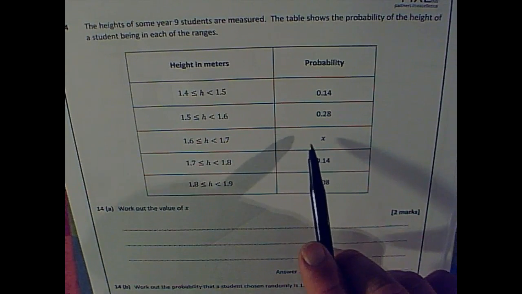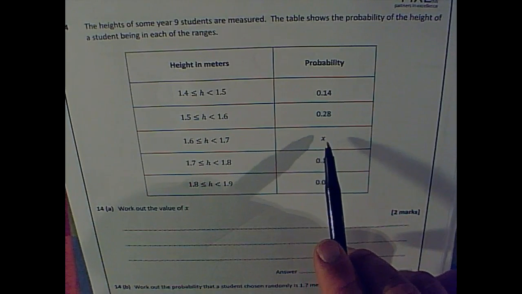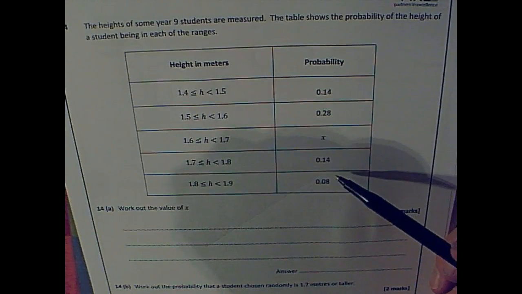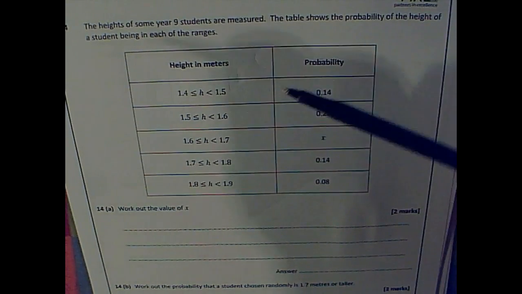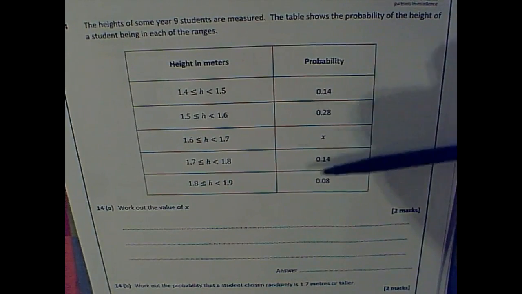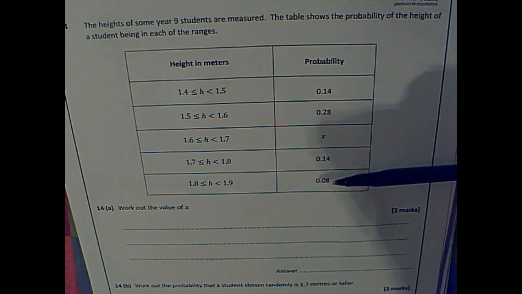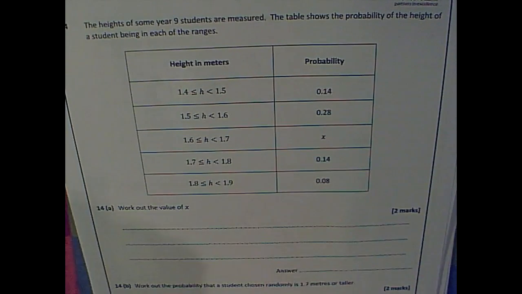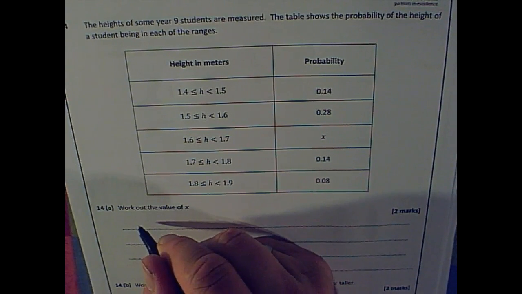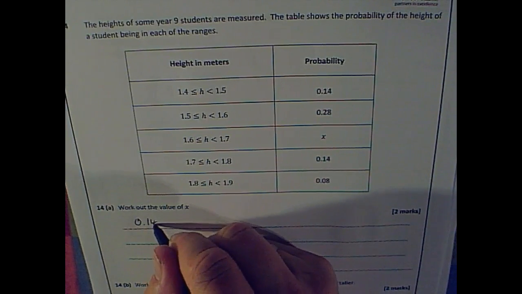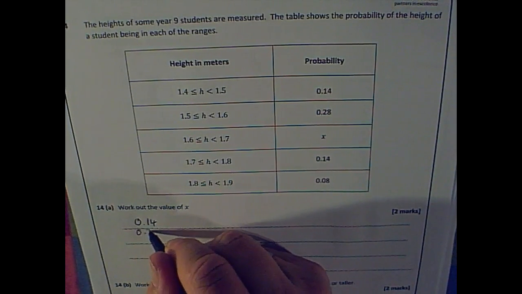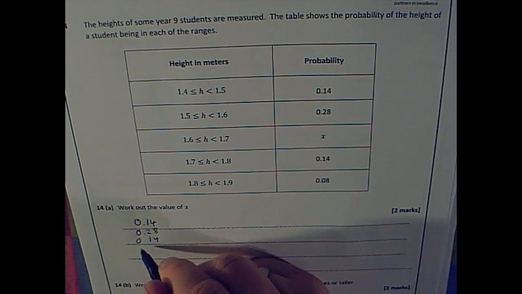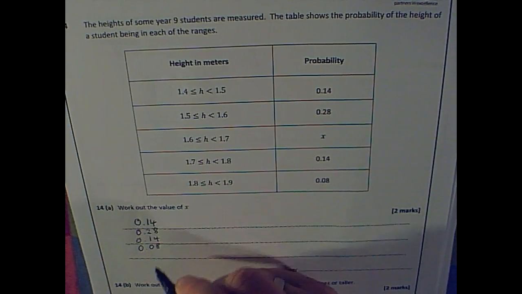So we need to work out the probability here. And I know that all these probabilities must add up to 1, because the students are in one of these categories. So all I need to do is add these together. So I'm going to add 0.14 and 0.28 and 0.14 and 0.08, and you can do it whatever way you like.